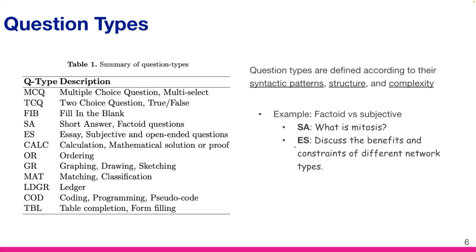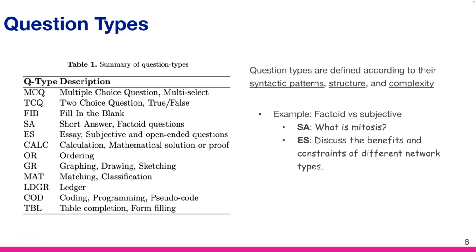In addition to short answer and essay, we have multiple choice question, 2 choice questions, fill in the blank, calculation, and ordering. In ordering questions, it's usually asked to order something in order of something. And we have graphing, drawing, sketching. We have matching. There are usually 2 lists, and we need to match them together. Ledger, usually for accounting subjects. We have coding, usually for programming and computer science subjects. And also we have some structural questions that are labeled as table. We want table completion or filling forms.